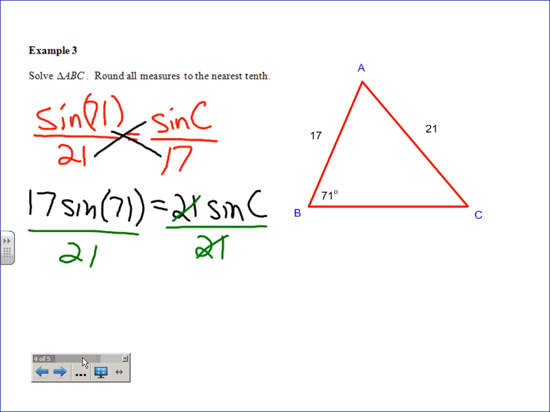So in other words, 17 times the sine of 71 divided by 21. Let's say that's a decimal, right? That's some number is what that is. And that's what sine of c is going to equal. And so I'm going to show you another neat little trick with the calculator that'll save you some time. So I'm going to write this one down. So 17 sine, we're going to go to the calculator and just type that in and find out what we get.